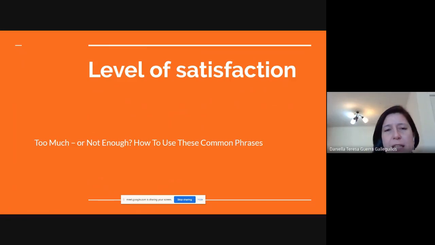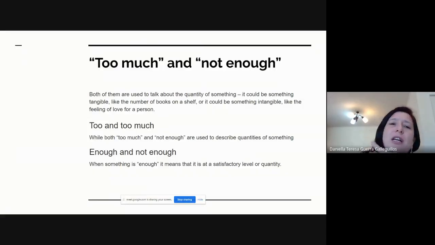In relation to level of satisfaction, we are going to be talking about the use of too, like in too much or too many, and not enough or enough. Most of them are used to talk about the quantity of something. It could be something tangible, like the number of books on a shelf, or something intangible, like the feeling of love of a person.